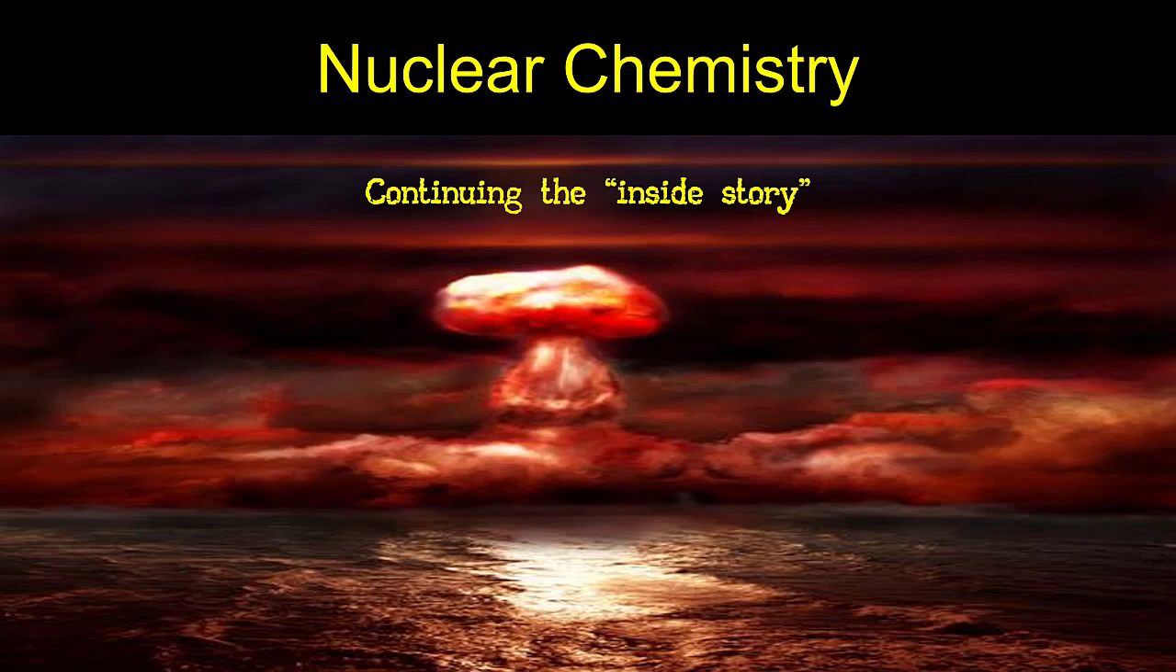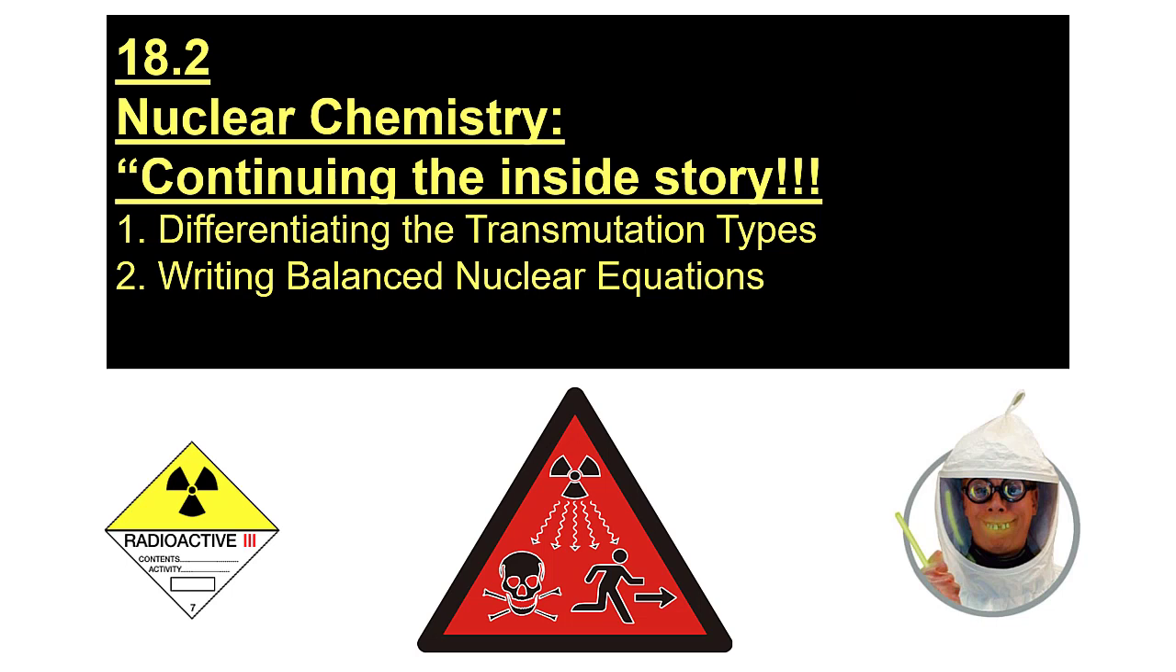Welcome to this video in the nuclear chemistry unit. This is 18.2, where today we're going to teach you how to differentiate between the different transmutation types and write your own balanced nuclear equations using the emissions that are on Table O, and introduce to you Table N in the New York State Chemistry Reference Tables.